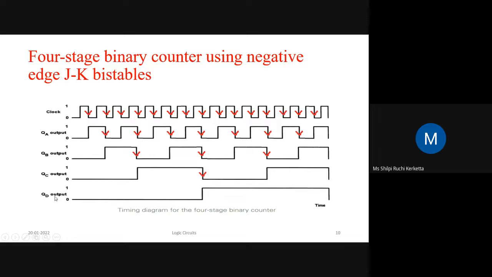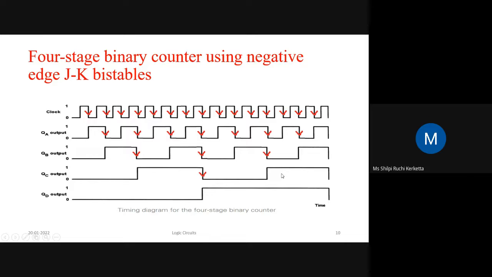Okay. And for QD, this is the input clock. Initially it will all be 0, and here the first negative edge triggering is there, so it will go from 0 to 1. Here is the second negative edge triggering, so it will go from 1 to 0 here.